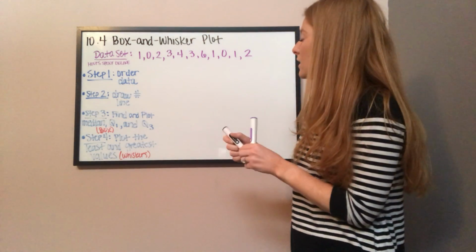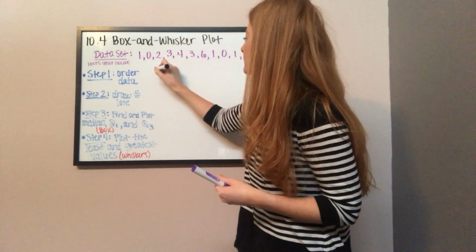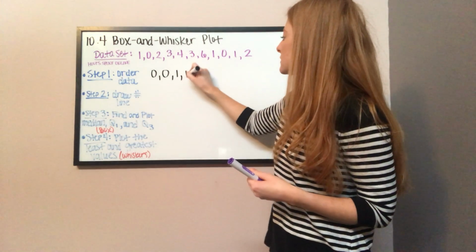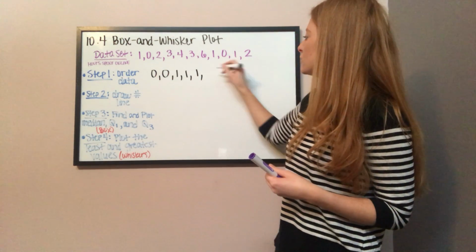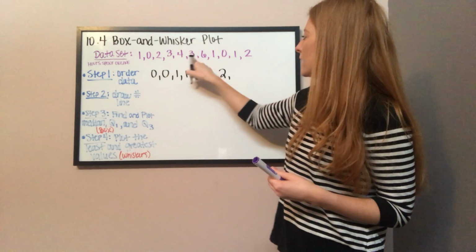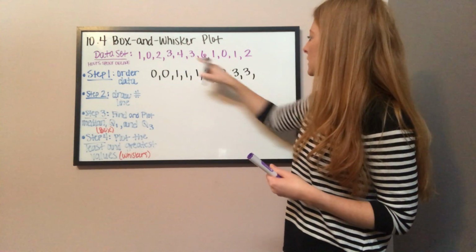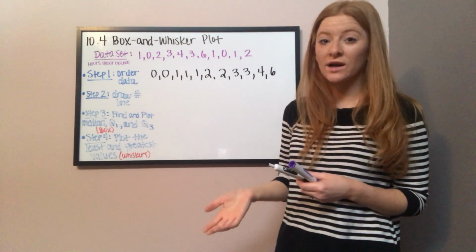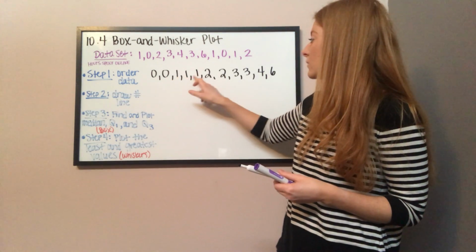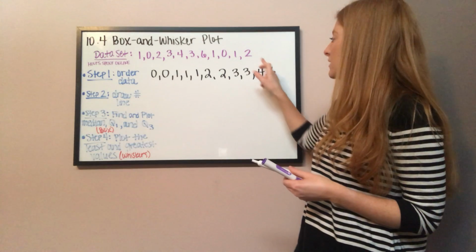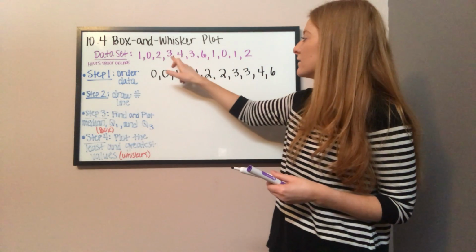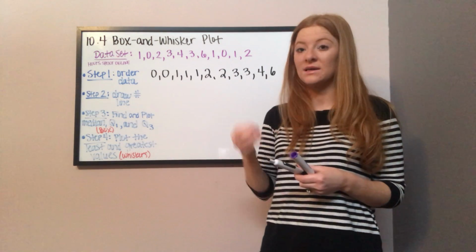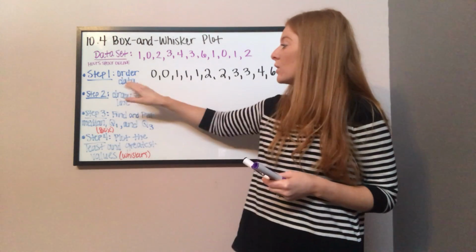So step number 1. I know I have my zeros, and then I have 3 ones, 2 twos, and 2 threes, a 4, and a 6. Now I'm going to count my data pieces and make sure I have the same amount. 1, 2, 3, 4, 5, 6, 7, 8, 9, 10, 11. Always double check, because just forgetting one number would seriously make some issues, okay? So step number 1, order your data.